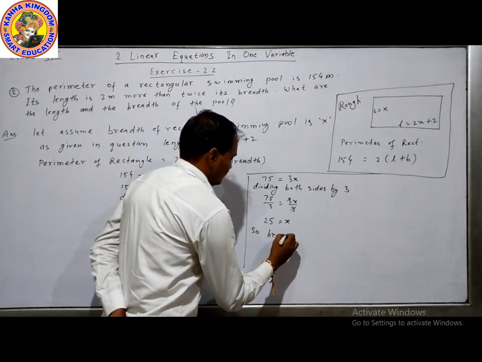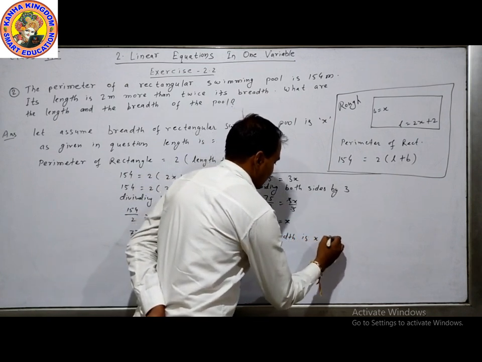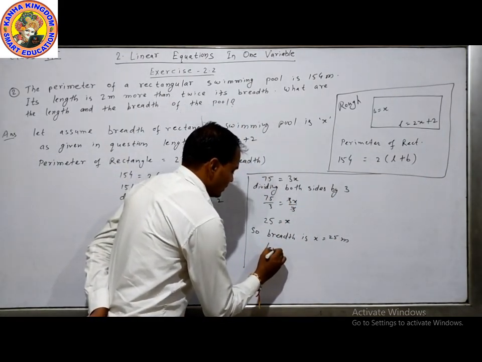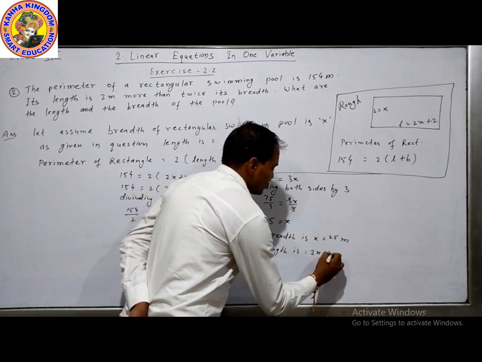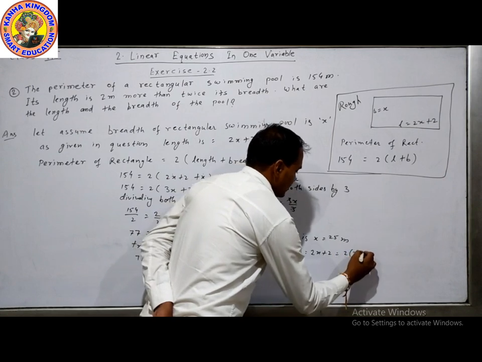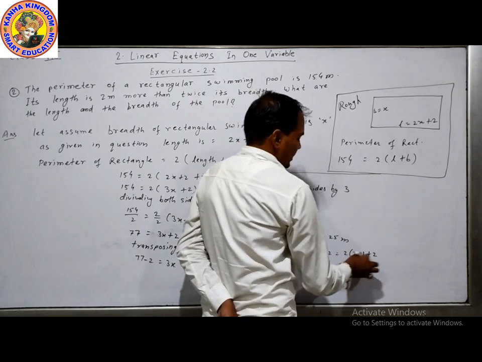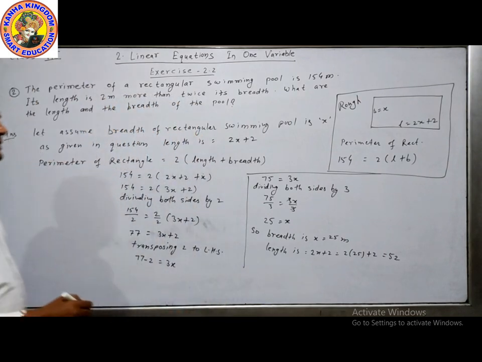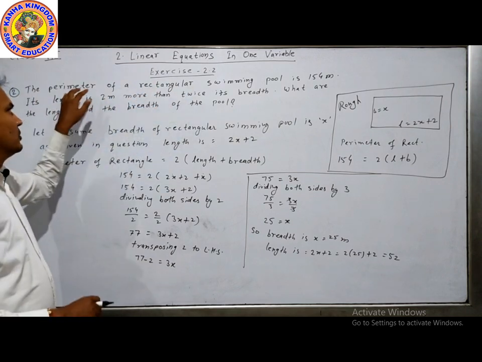So the breadth x is equal to 25 meters. The length is 2x plus 2, so 2 into the value of x, 25, plus 2, is 50 plus 2, which is 52. The answer is 52.